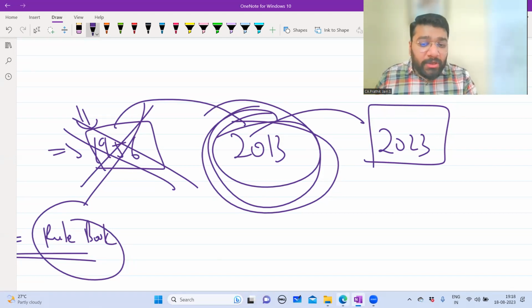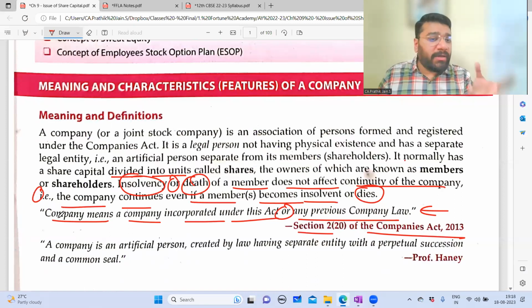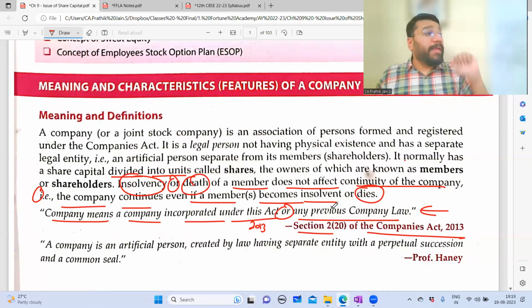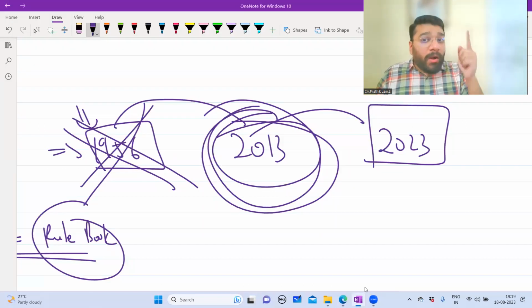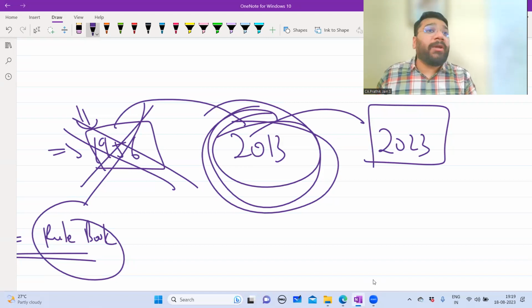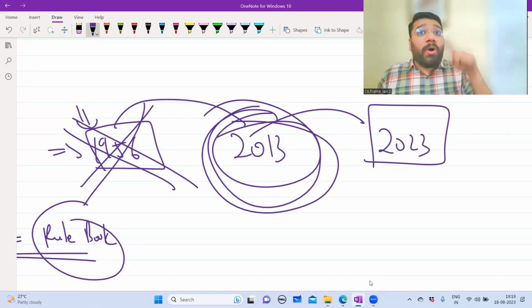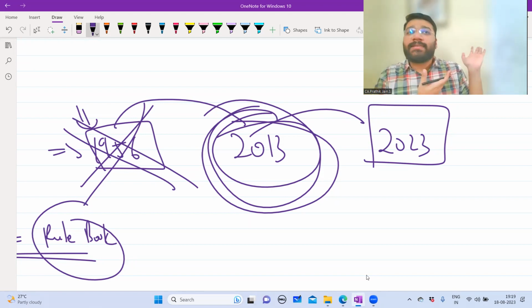Am I loud and clear? So now this definition says that company means a company incorporated under this Act, this Act meaning 2013, or any previous company law. Now, why this point is very important is because all the companies which got incorporated or registered after 2013, no problem. The question that came up is about all the companies which were registered before 2013. They asked, should we die? After you brought a new law, we are 1956 registered people.